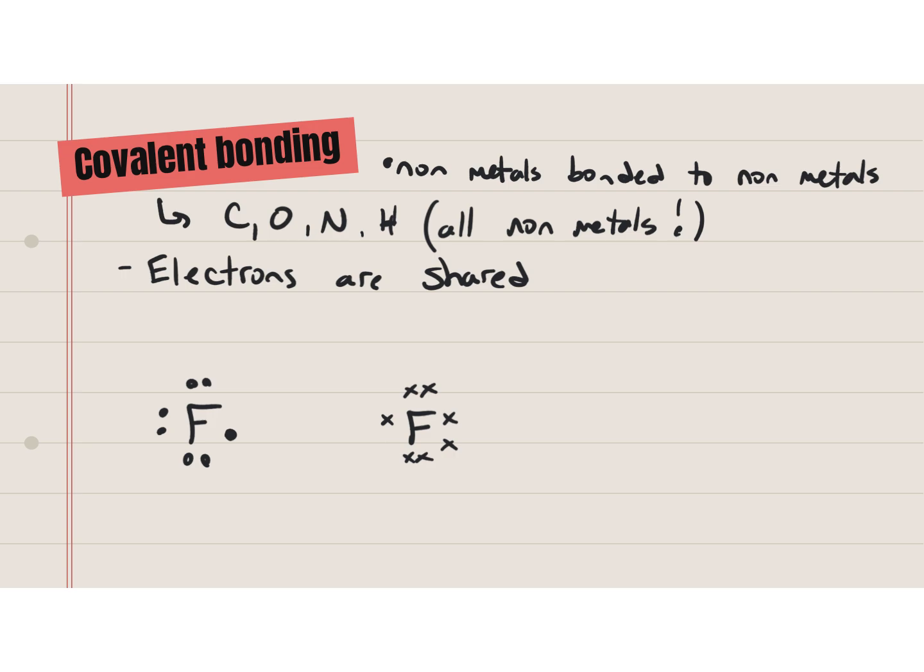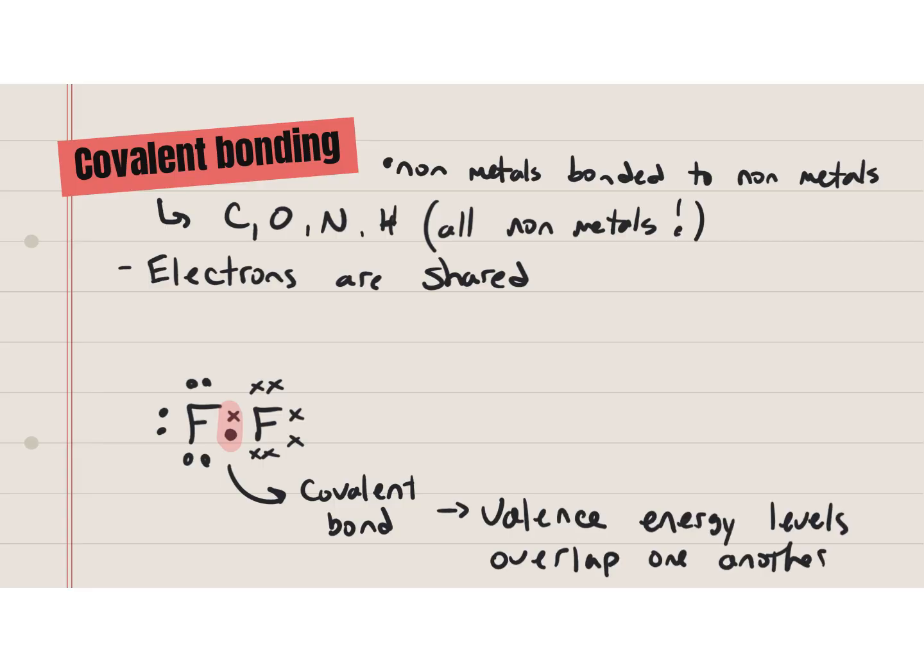So what they do is they get close to each other and they share an electron between the 2 of them, each sharing an electron. What results then is a covalent bond. Covalent bonds happen when the valence energy levels overlap one another and they begin to share their electrons. So this one on the left now has 8 valence electrons if it shares 1 from the fluorine on the right. And this fluorine on the right has 8 valence electrons because it's sharing from the fluorine on the left. And covalent bonding happens in this way, where there's a sharing of electrons.